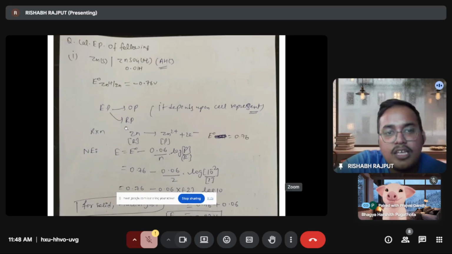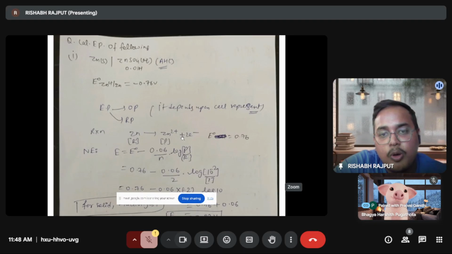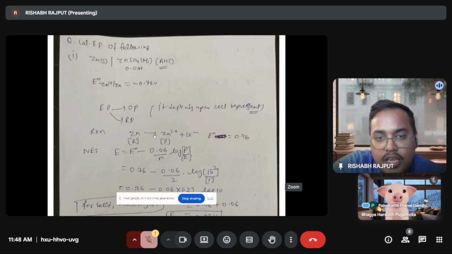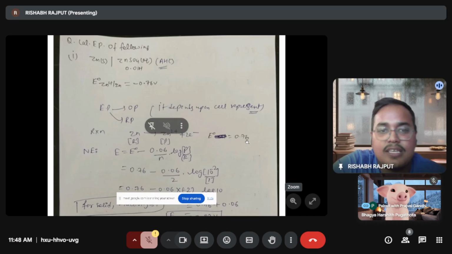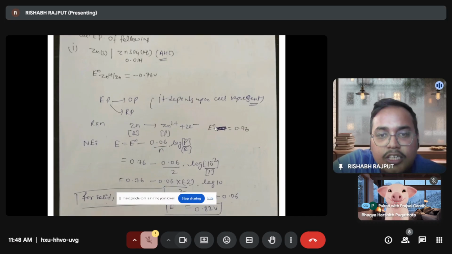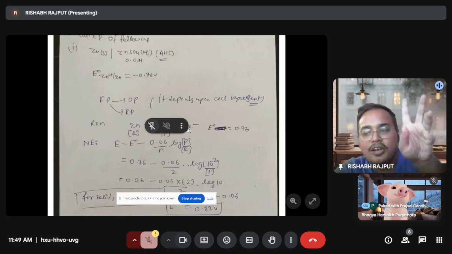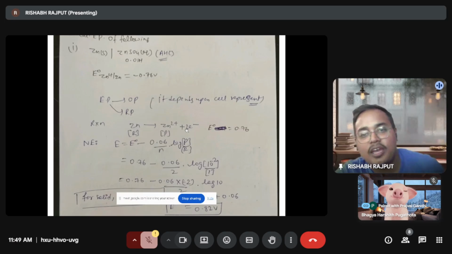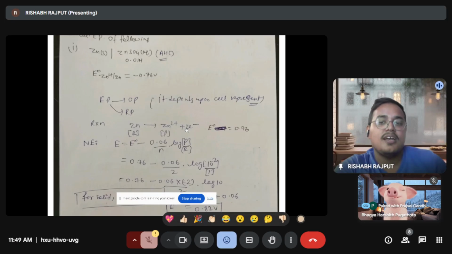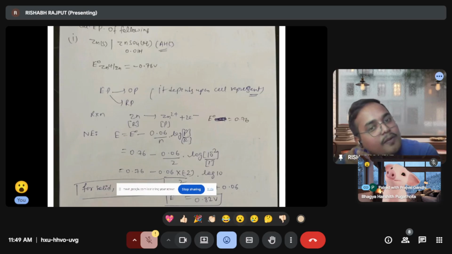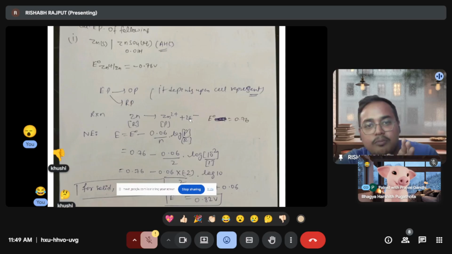So the reaction will be like this: zinc gives Zn2+ plus 2 electrons. For this reaction, the E naught value is 0.76. Why? Because the given value is for SRP, but this equation is SOP, so the value is 0.76. In the reaction, two electrons are released, so we take n as 2. Do not confuse: 2 electrons means 2 moles of electrons.